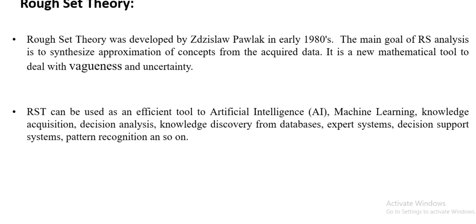Rough set theory was first developed by Pawlak in the early 1980s. The main goal of rough set theory analysis is to synthesize approximation of concepts from acquired data. It is a new mathematical tool to deal with vagueness and uncertainty. Rough set theory has a wide variety of applications in the field of artificial intelligence, machine learning, data mining, knowledge discovery from databases, and so on.